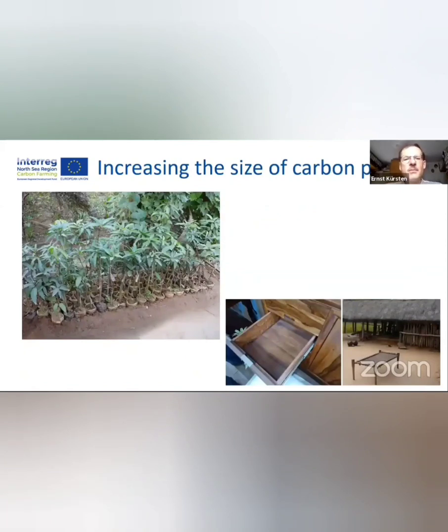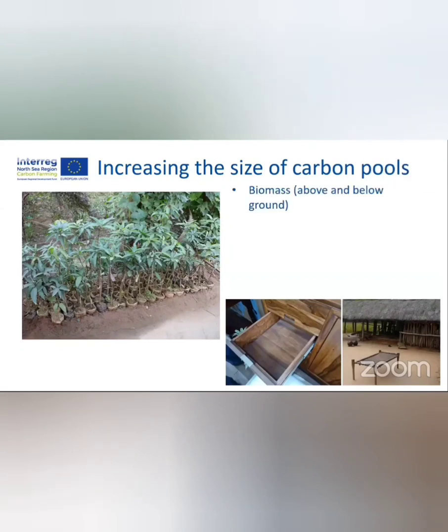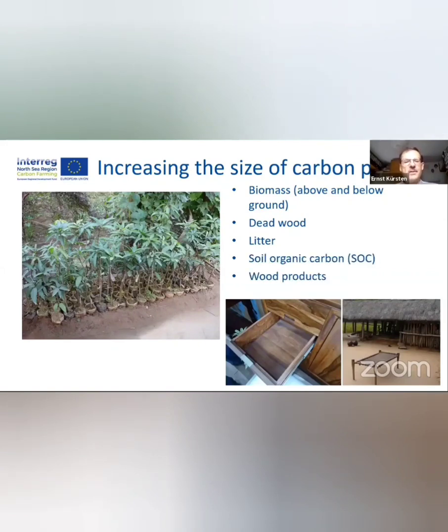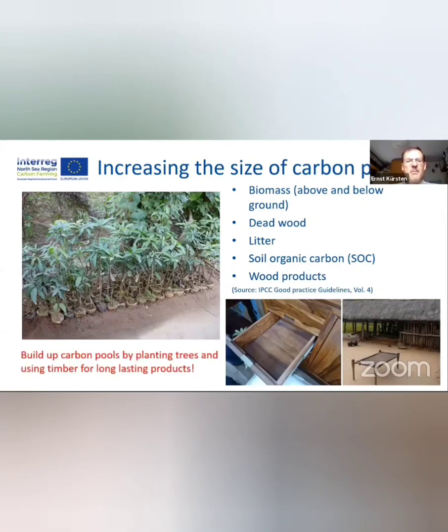So when it comes to carbon pools, as I mentioned, it's soil and it's trees, but it's also wood products. Wooden products are storing carbon after the trees have been felled. Basically, on the land, the biomass is a carbon store, the dead wood in natural forests, litter, soil organic carbon, and wood products. So this is the list from the IPCC, which is explaining this in more detail. These carbon pools could be built up by planting trees and using timber for long-lasting products.